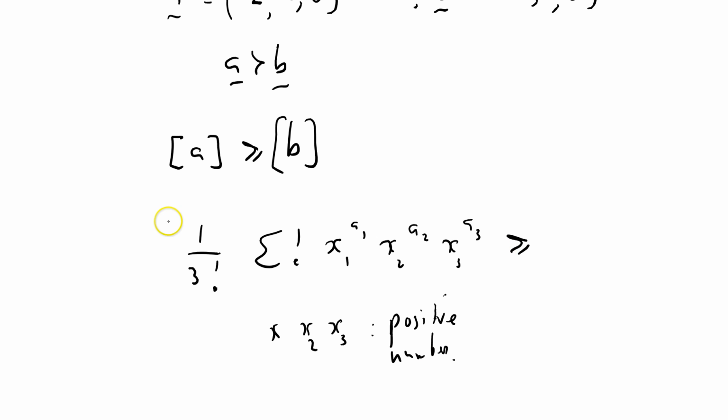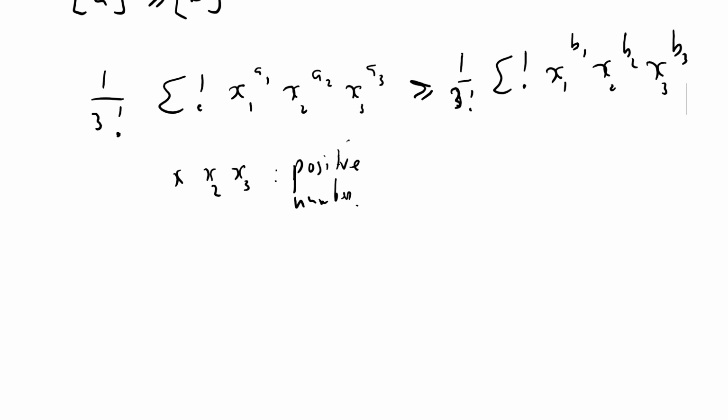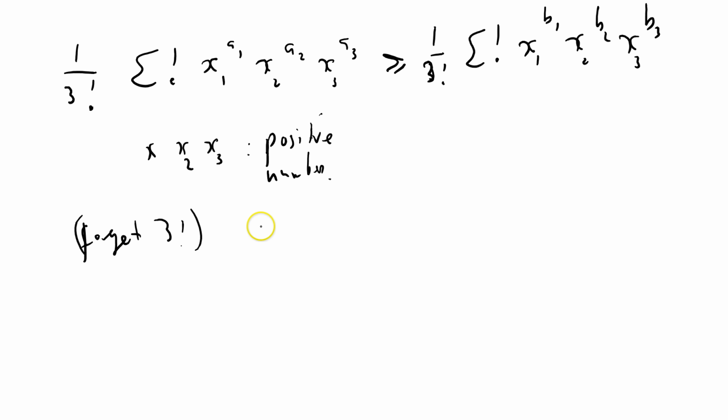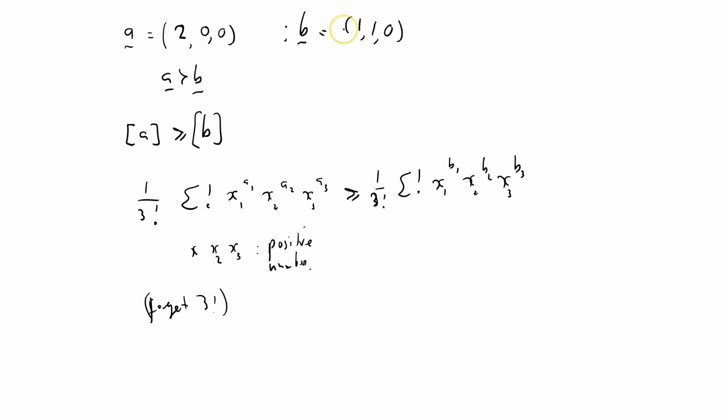is greater than or equal to 1 over 3 factorial times the sum over all permutations of x1 to the B1, x2 to the B2, x3 to the B3. All I've done is written out the definition of the symmetric mean. And of course I'm going to forget the 3 factorial, because I don't need it. So what does that tell me? Let me just remind myself what A and B are: 2, 0, 0 and 1, 1, 0.